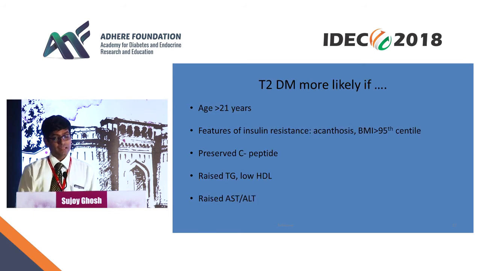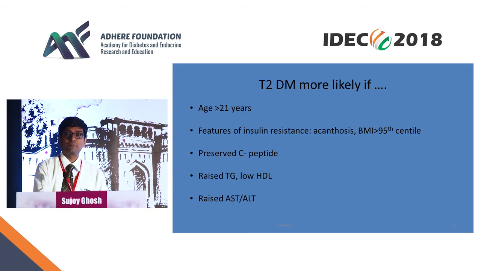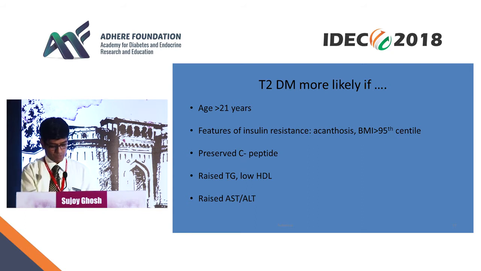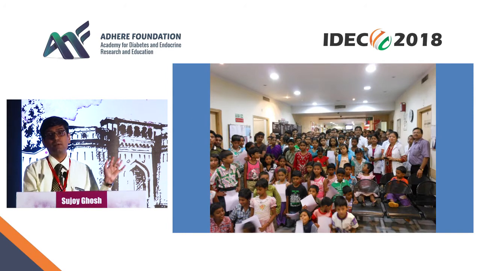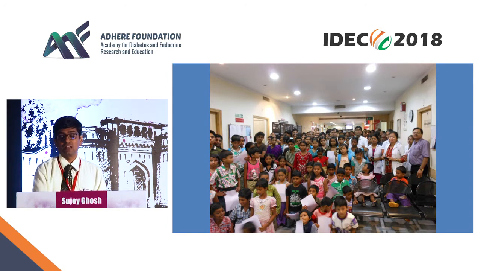Now, I'll come to this a little later from our own data, but what we found was, if the individual at presentation is above 21 years of age, has features of insulin resistance including acanthosis, has preserved C-peptide, has dyslipidemia and raised liver enzymes, you're probably dealing with type 2 diabetes. So, these are some of my kids with diabetes that I look after. I now have a cohort of more than 700 children with diabetes.